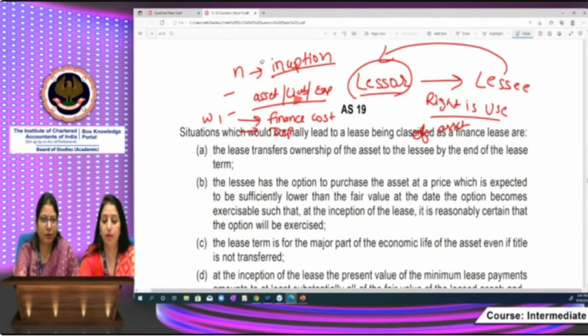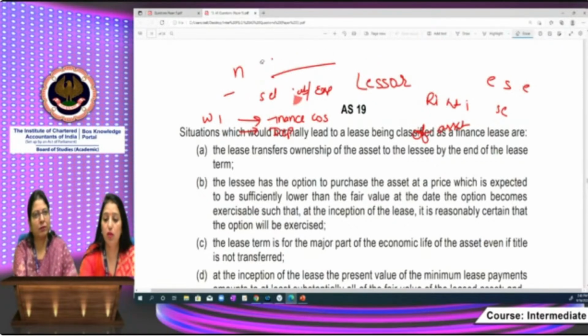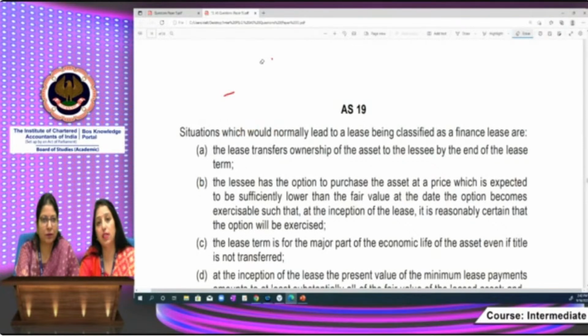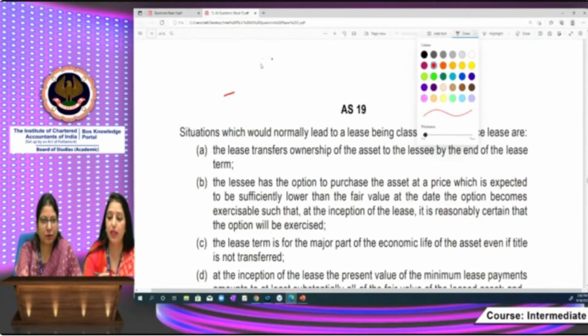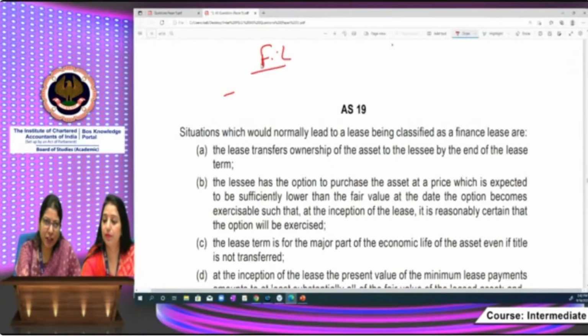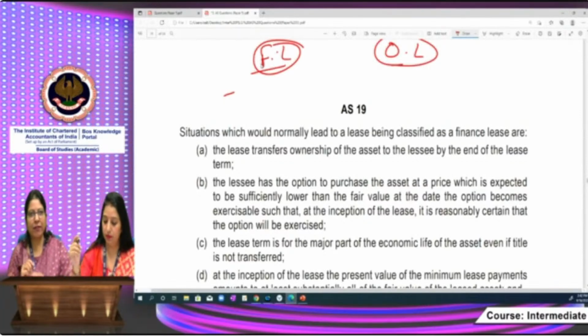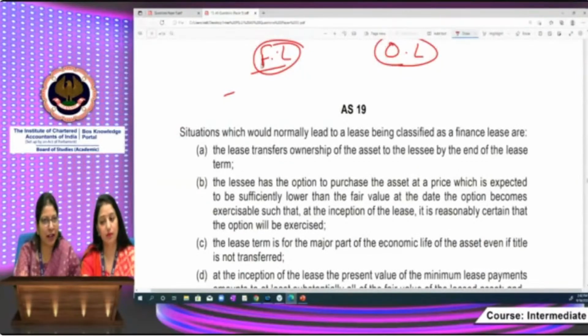So we have two parties. First of all, we have an asset whose right we are giving to the lessee. The main point of AS 19 is that you have to decide whether this is related to a finance lease or an operating lease. That means in the question, first of all, you have to see the indications and conditions given in the question, and identify whether the given lease is operating or finance, and only then will the entire answer change. If it's a finance lease, the answer will be substantially different from the answer if it's an operating lease.